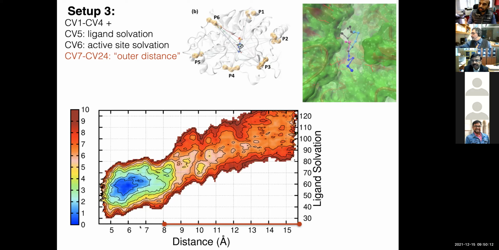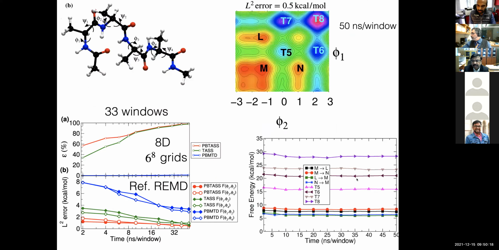And that really, I think, is one of the things that I really like in this technique, especially to look at some of these complex processes.